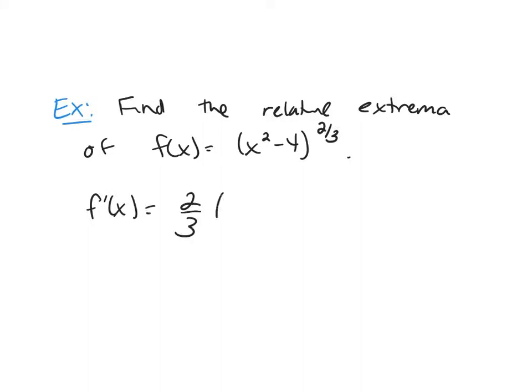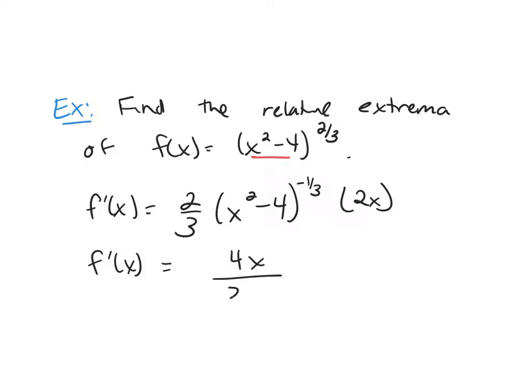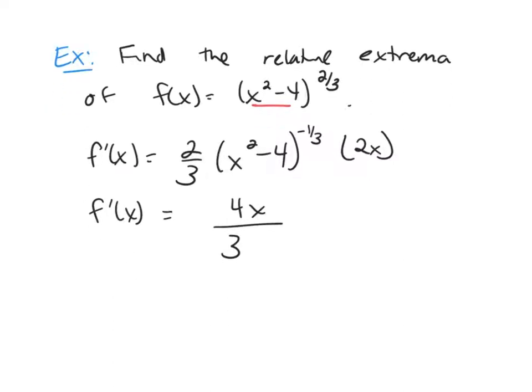You've got to do the chain rule here. Bring the power down, reduce the power by 1, so it'll be negative 1/3. And you've got to multiply by the derivative of the inside, the derivative of x squared minus 4, so that'll be 2x. So I'm going to simplify this a little bit. F prime of x will be 4x over 3, and I'm going to move that term with a negative power to the denominator.